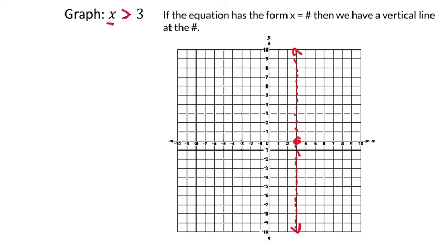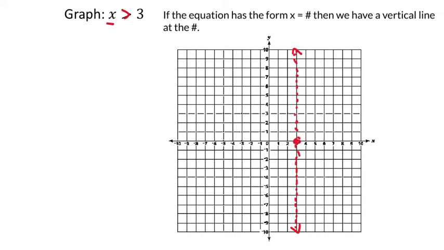And again, the dashed or dotted line, dotted for me, tells us that all the values, all the ordered pairs on that line would make this inequality an equal statement, but the equal part is false, so it's a dashed line.